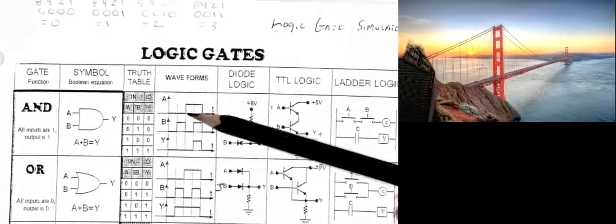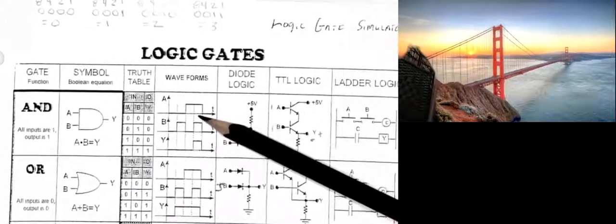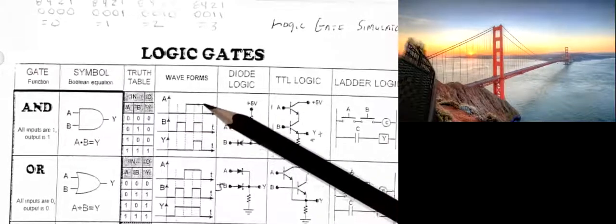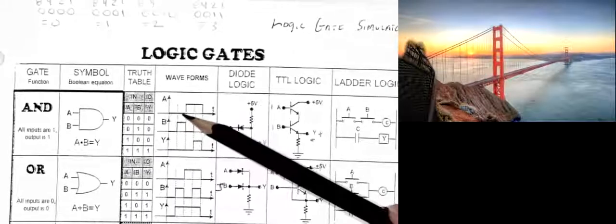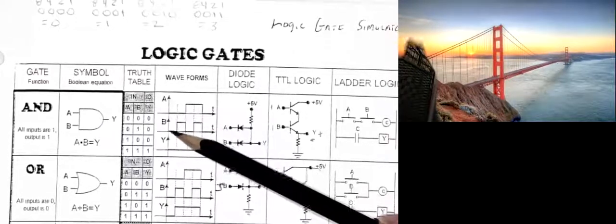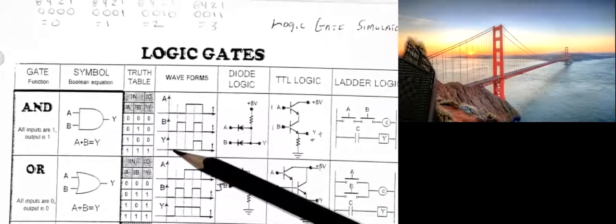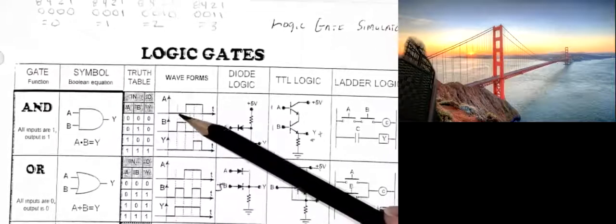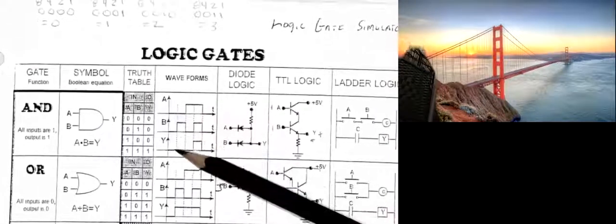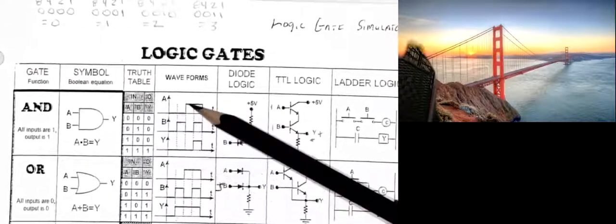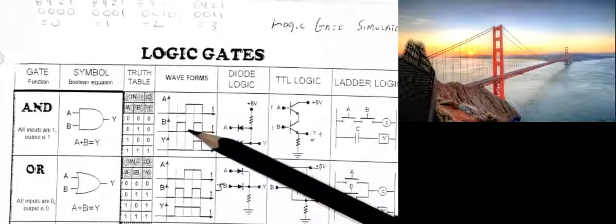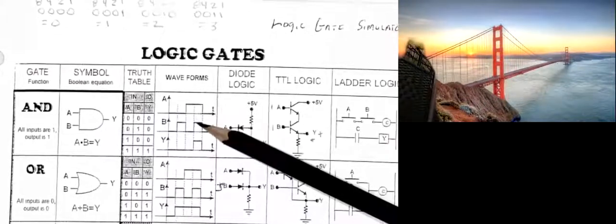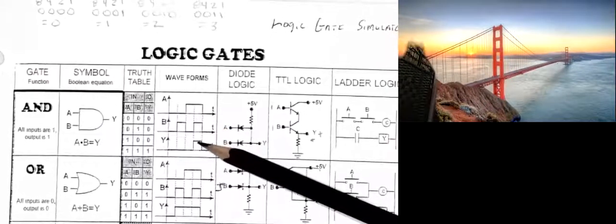This is a waveform, a timing diagram, it's called. So down here is a low and up here is a high. We start off with A being low and B being low, and Y is low. Here, B goes high, A is still low, so Y is still going to be low. Here, A is high, B is low, we're still low. It's only when A and B are high that Y will go high.